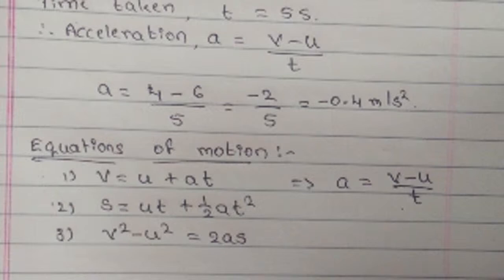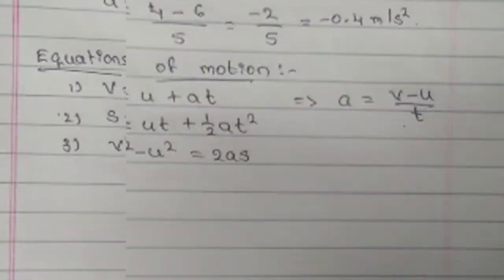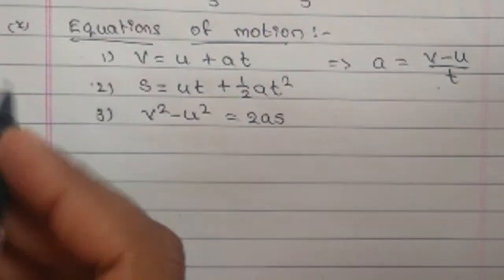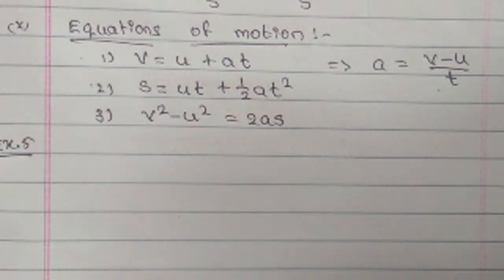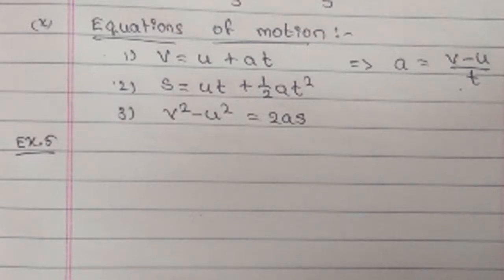So that is example 5. Just keep your textbook in front of you. In the textbook it is given that a train starting from rest attains a velocity of 72 km per hour. So the first given value is initial velocity, the second given value is final velocity. Here, the train starting from rest, so that means the initial velocity is how much? 0.